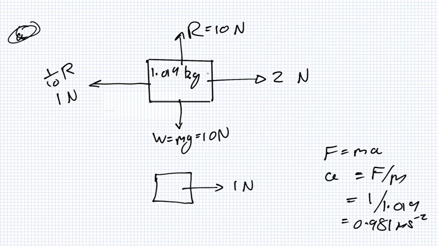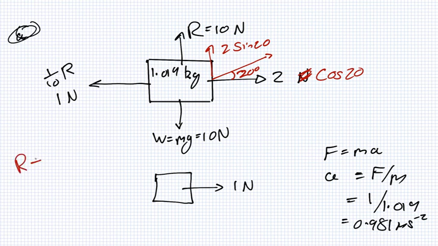is that the force acts at an angle this time of 20 degrees. So then this becomes 2 cos 20, and this one here becomes 2 sin 20. So we have a slightly different equation. R plus 2 sin 20 will equal 10. So R will be 10 minus 2 sin 20.